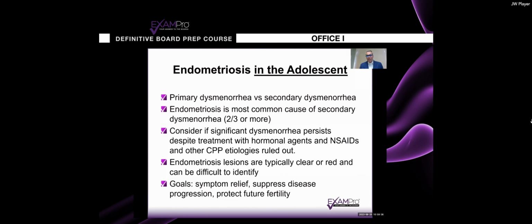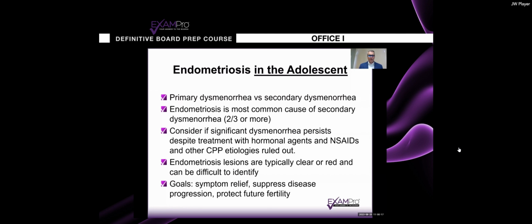All right, ACOG has a committee opinion from 2018 that talks about endometriosis in the adolescent. And I just wanted to point out a few key concepts from that. First of all, most adolescents who present with dysmenorrhea present with primary dysmenorrhea, and that's not going to necessarily be related to endometriosis. But when we think about secondary dysmenorrhea, then this is going to be the situation where endometriosis is quite common. About 2/3 of adolescents with secondary dysmenorrhea have endometriosis associated with that.